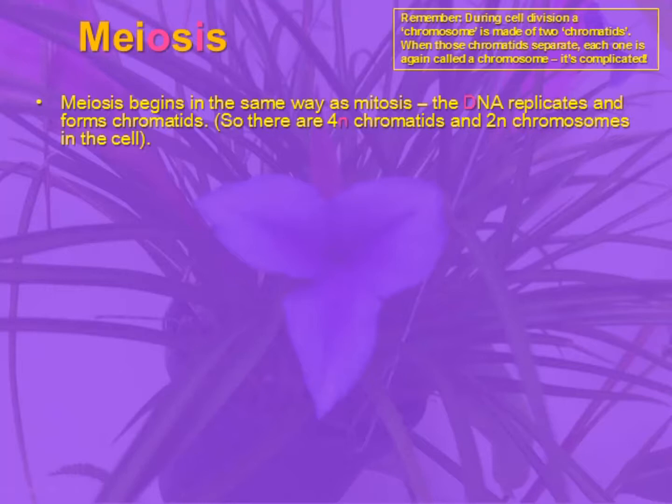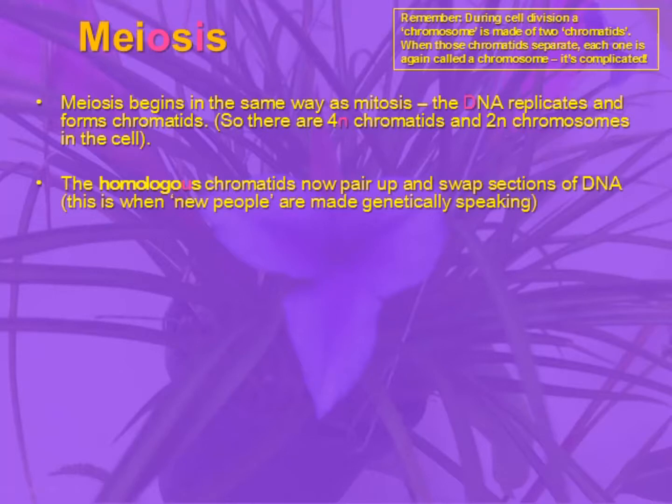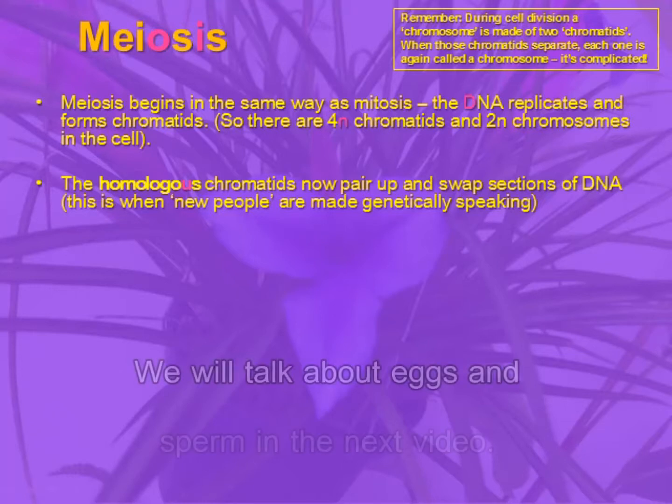And it's important to remember, during cell division, a chromosome is what we call a pair of chromatids that is connected together. But after those chromatids are separated, each one of those in a new cell nucleus will be a chromosome. It's kind of complicated. So the homologous chromatids, after replication, pair up and swap sections of DNA, and this is when the genetic information in your mum was changed to create the egg that was you, and the genetic information in your dad was changed to create the sperm that was you.